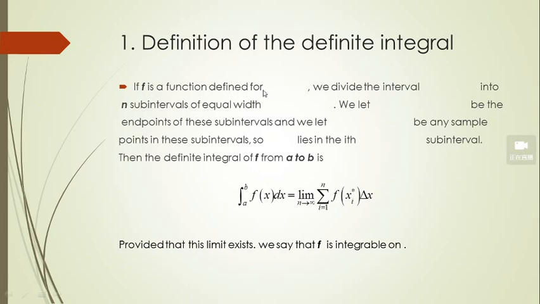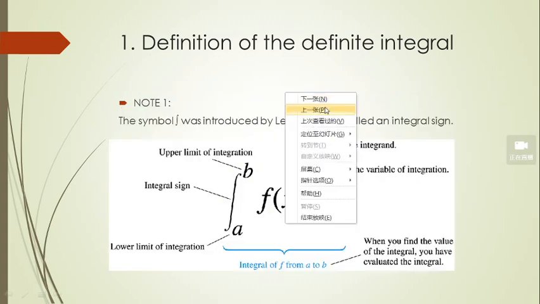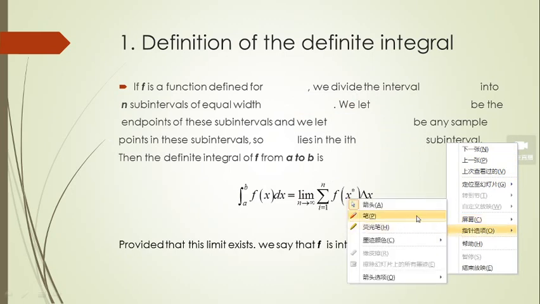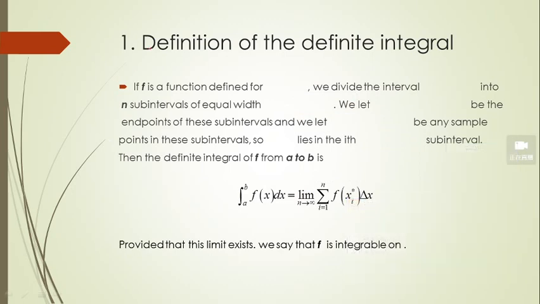So if a function f is defined on the interval a to b, okay, x is between a and b, then we divided the interval a, b, right? The interval formed is a to b. We divided the interval into n subintervals of equal width.